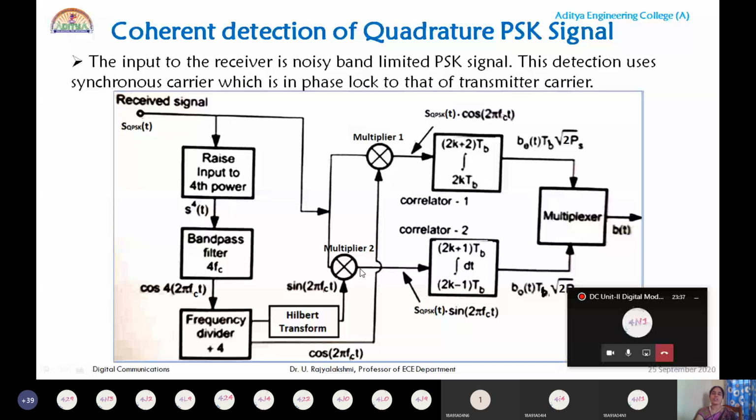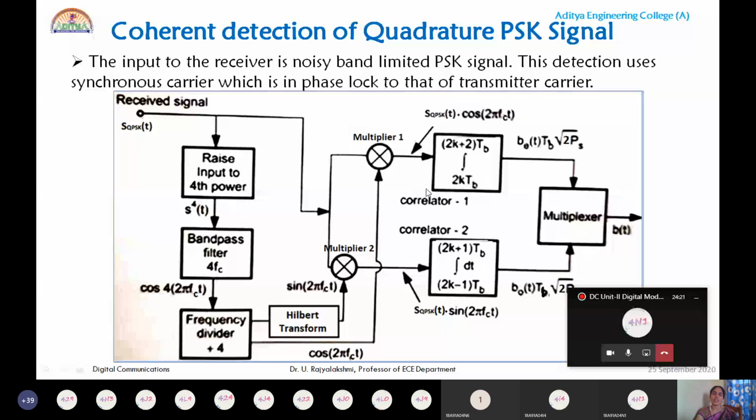And what will the multiplier do? It will take the product of the received QPSK signal and cos 2 pi fc t. Both are multiplied and applied to the low pass filter. This low pass filter performs integration. The integrated data gives the even sequence. Why even sequence? Because you are using the in phase carrier in correlator 1. So it will generate the even sequence. That even sequence, along with the odd sequence obtained from correlator 2.